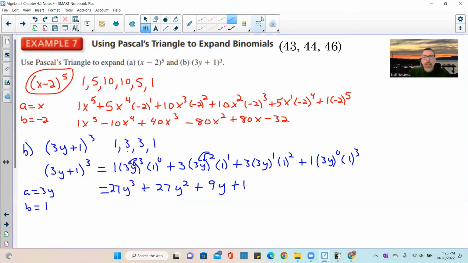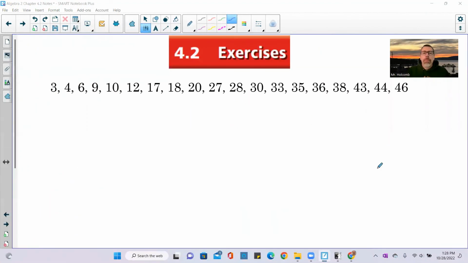Pascal's triangle. Okay, so hopefully you understood that, and now you're able to do 43, 44, and 46 in your assignment. Okay, this brings us to the end of chapter 4.2. If you haven't already, please do these exercises and have a great day.